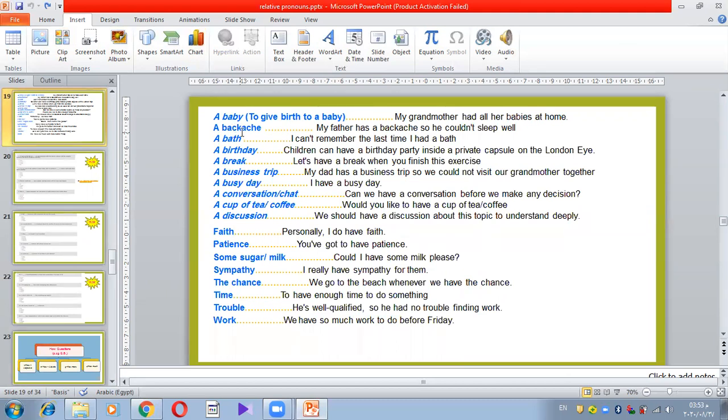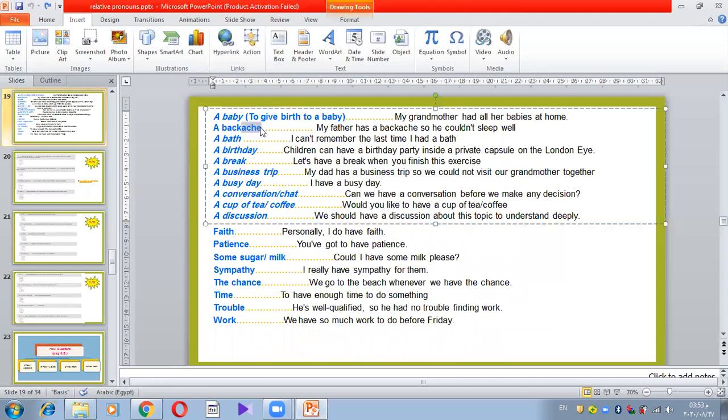Okay, we said before this, ache. The word ache means pain. So if I said headache, it means ache in my head, pain in my head. If I said backache, it means ache in my back, pain in my back. If I said stomach ache, it means ache in my stomach. Okay, my father has a backache, so he couldn't sleep well.